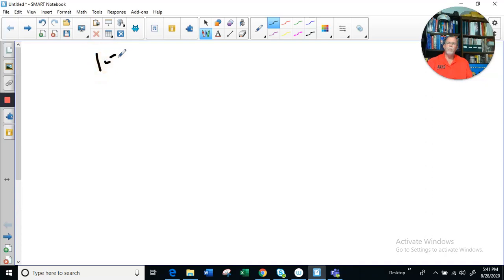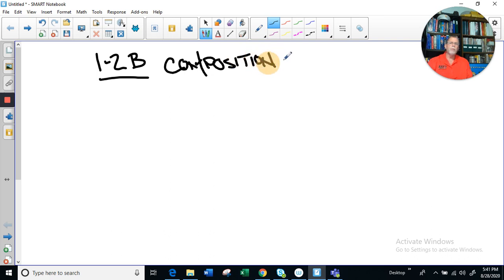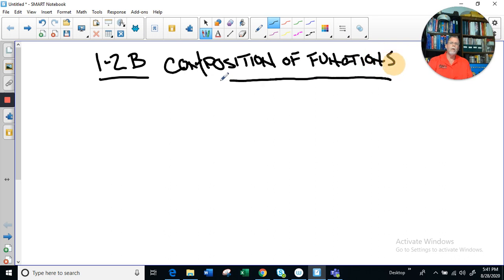We are going to be doing section 1-2. We'll call it part B today because it is the second part, where we're going to talk about composition of functions. Remember, yesterday we did operations on functions. Today is composition of functions. And we're going to have inverse of functions next, just to keep these a little bit shorter. We may end up doing a couple in a day, but they won't be one long lesson.